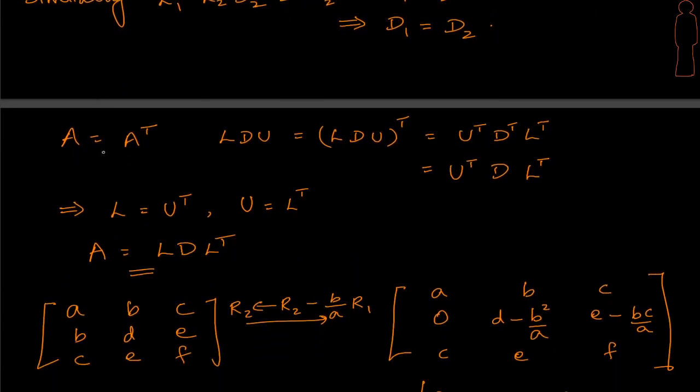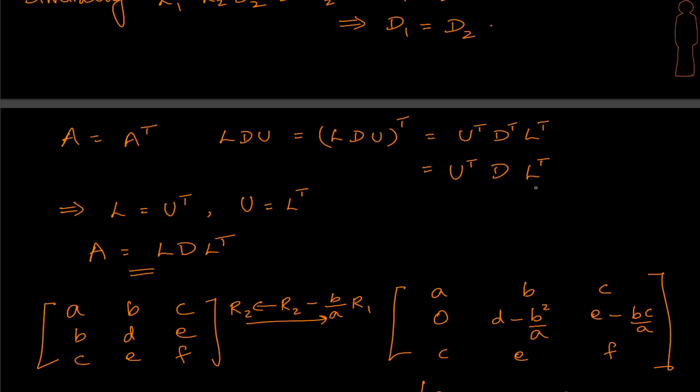Since A is symmetric, we know that A is equal to A transpose, which means that LDU has got to be the same as (LDU) transpose, and we know the transpose of a product is going to get reversed, and therefore we have LDU is the same as U transpose D L transpose. D transpose and D have got to be the same because D is diagonal. And what do we have here?